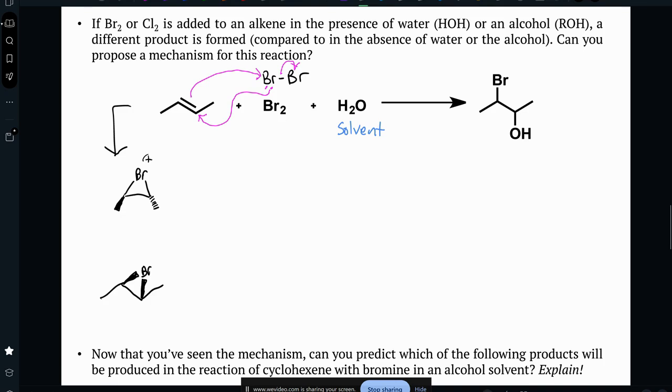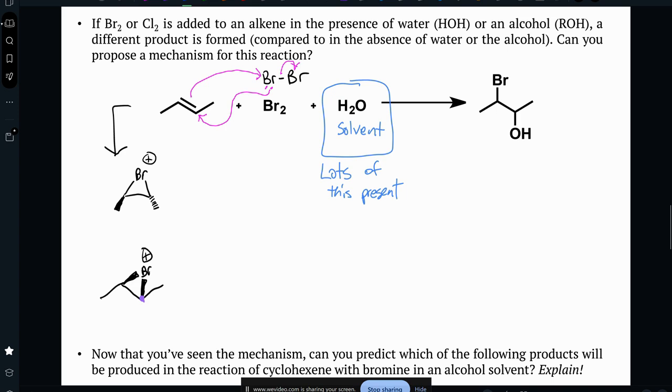That representation is okay. The reason I don't prefer it is this carbon right here that I'm highlighting in purple, that doesn't look like a tetrahedral carbon when we represent it that way. Either one of these would be acceptable, though. So I've formed my bromonium ion, and now, even though I have Br minus around, since H2O is the solvent, what this means is there is lots of this present.